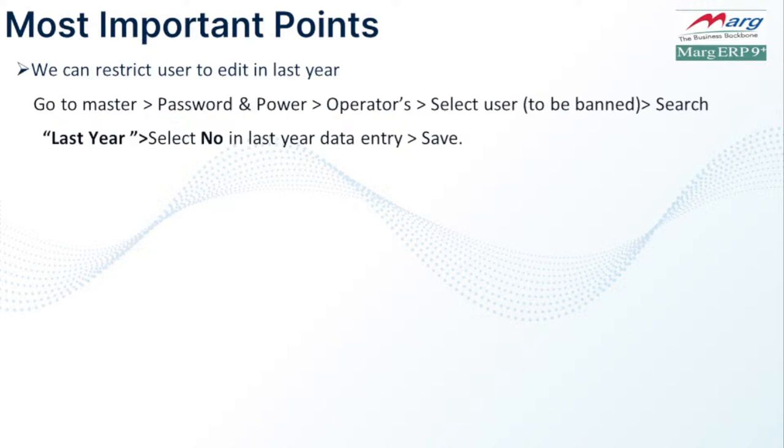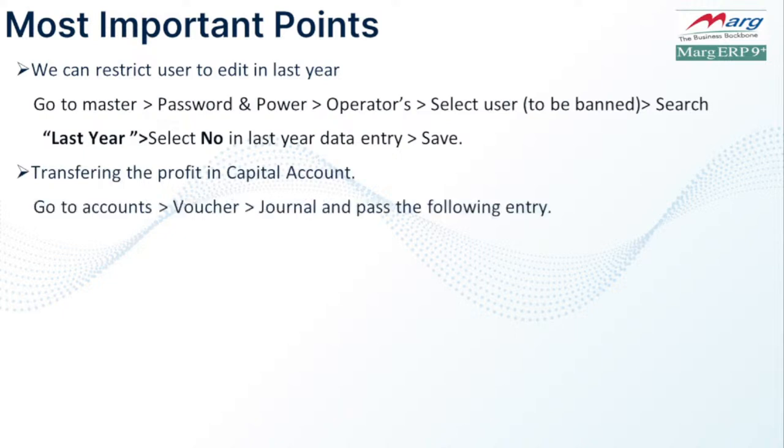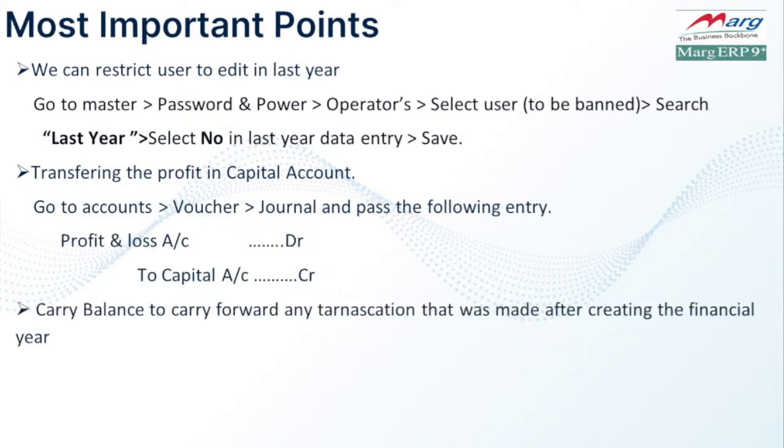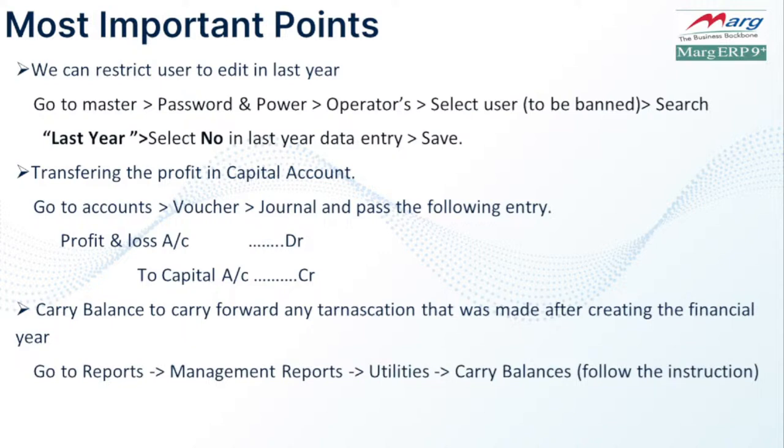If you want to transfer the profit to the capital account, simply go to Account, Voucher, Journal, and pass the following entry: Profit and Loss Account debit, Capital Account credit. It can be done easily. A very important point: carrying the balance forward for any transaction made after closing the financial year is possible. Go to Reports, Management Reports, Utility, and the Carry Balance option will help you do so.